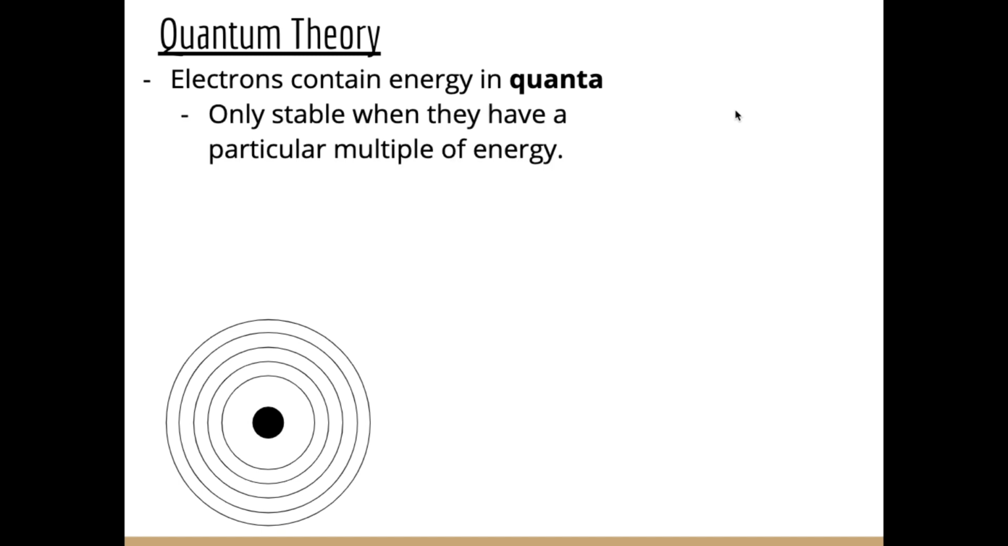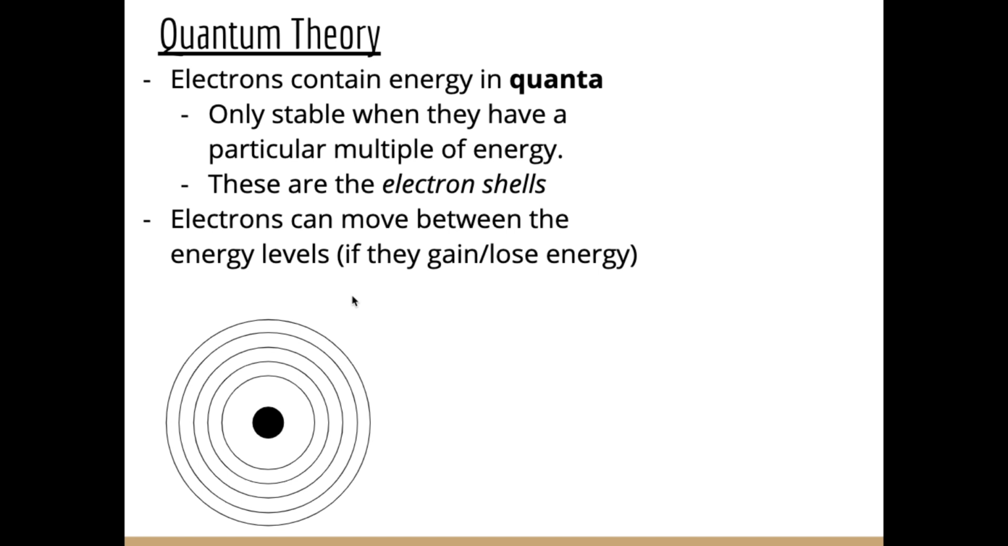Electrons contain energy in quanta. Quanta just is the plural of quantum. So it's only stable when they have a particular multiple of energy. And we saw that in our quantum levels. It can be this energy, or this energy, or this energy, but it can't exist within those energy levels. We'll look at why in a moment. These are called the electron shells, the energy that the electrons contain in their quanta.